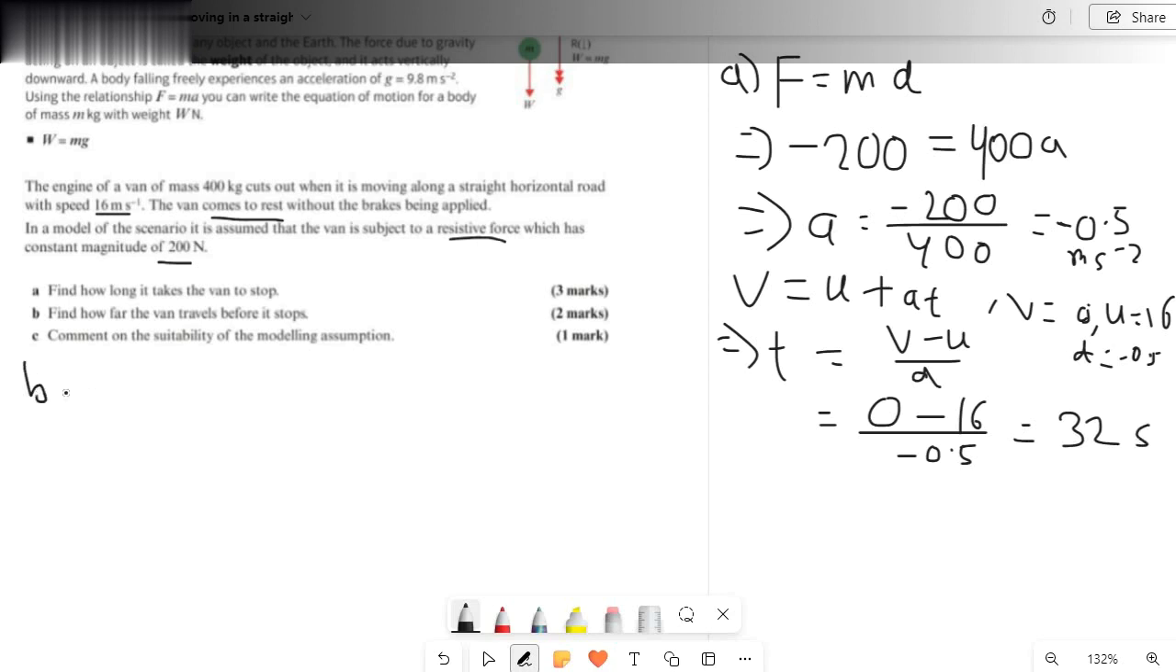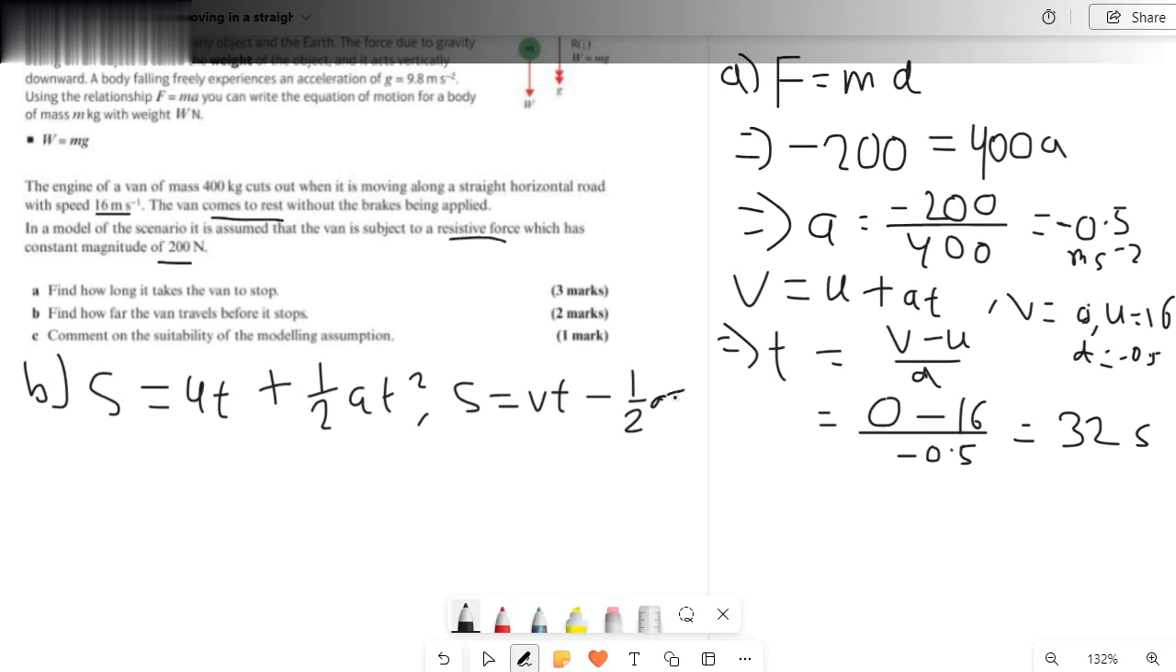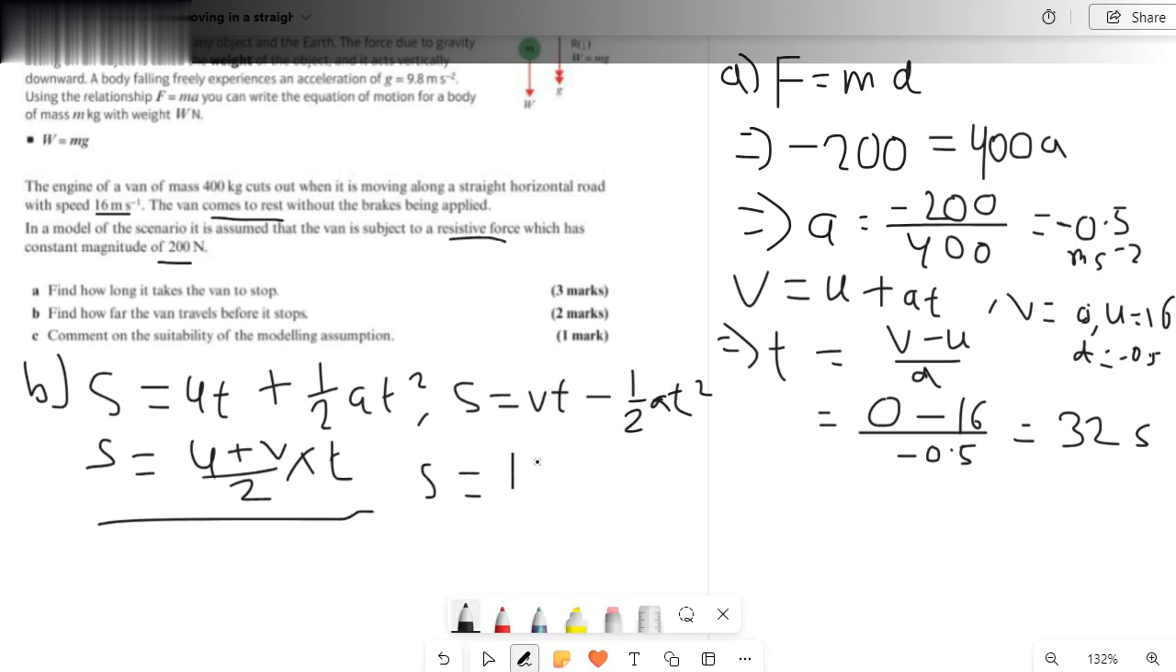For part B, we have to find out how far the van travels before it stops. So we can use any of the formulas: s = ut + ½at², or we can also use s = vt - ½at². Similarly, we can also use s = ((u + v)/2) multiplied with t. So using this equation, we have s equal to (u, which is 16, plus v, which is 0) divided by 2, multiplied with the time, so 32. And this is 256 meters.